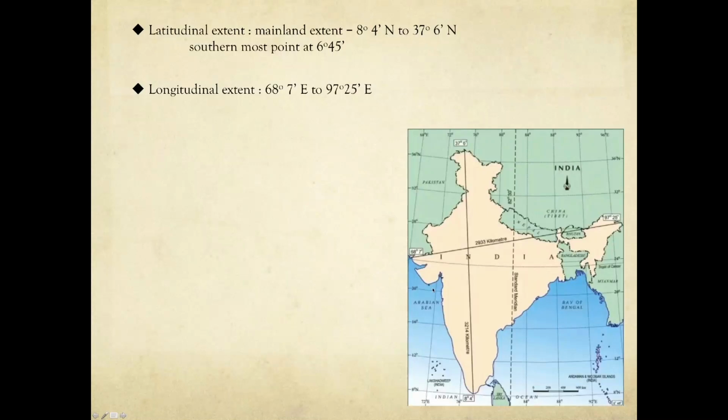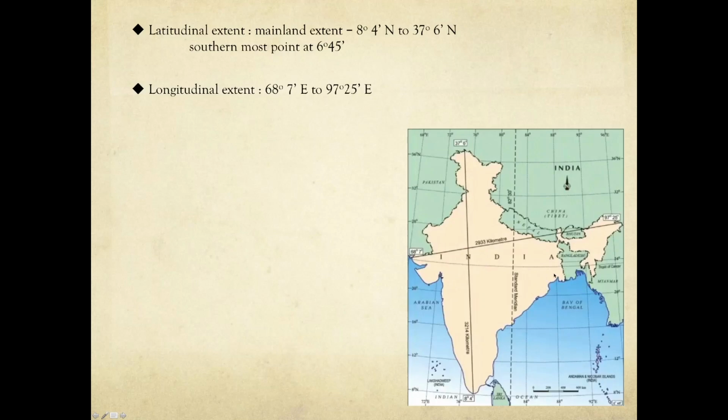So the mainland extent of India is 8 degree 4 minute north, that is here, starting with Kanyakumari, up to 37 degree 6 minute north in Jammu and Kashmir. It is the mainland extent of India, whereas the southernmost point of India is at 6 degree 45 minute, that is the southernmost point of the Andaman and Nicobar Island group.